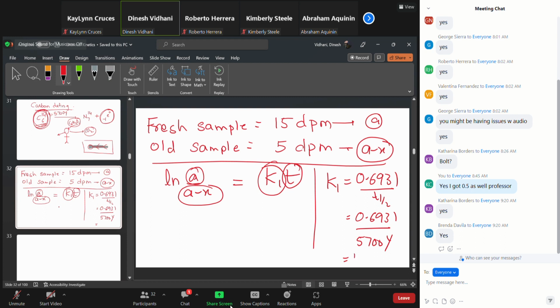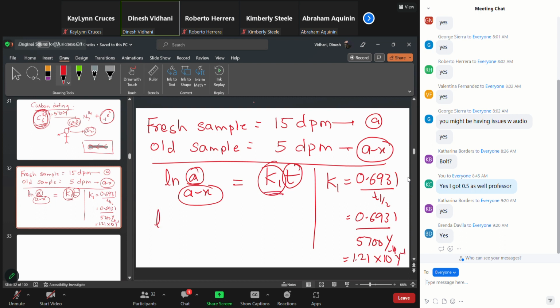Are you guys getting 1.21? Let me see what we have on the chat. That's right, 1.22. Okay, that's fine. 10 to the power -4. And make sure you write down the units properly. It's per year.